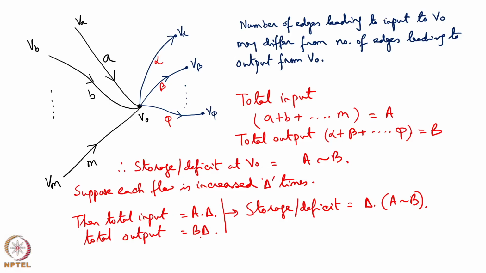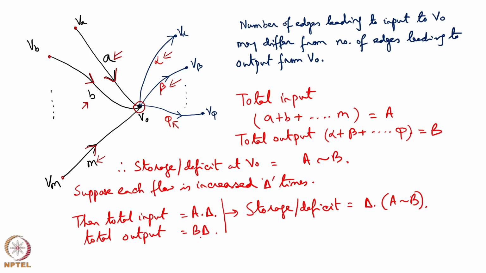Consider there is a vertex V0 where from several vertices VA, VB and ultimately to Vm, inflows are happening. So, the inflow is represented by such arrows and the weight of this edge is A, the weight of this edge is B, the weight of this edge is M, and from V0 there are many outflows happening. V0 to V alpha the weight is alpha, V0 to V beta the weight is beta, and V0 to V phi the weight is phi.